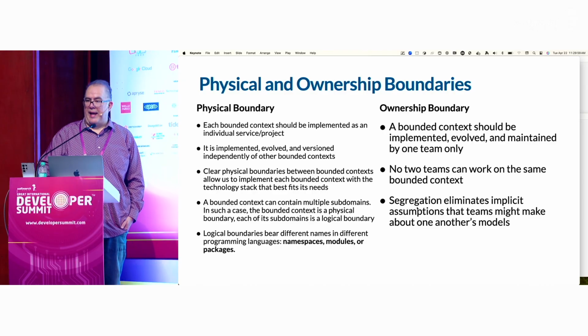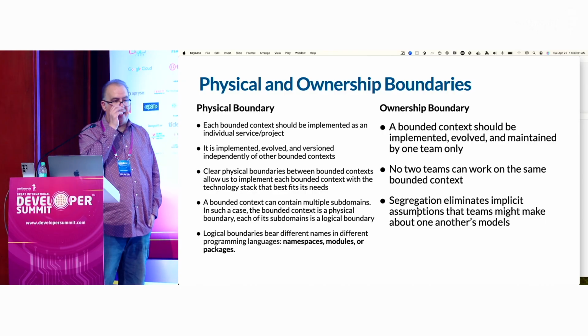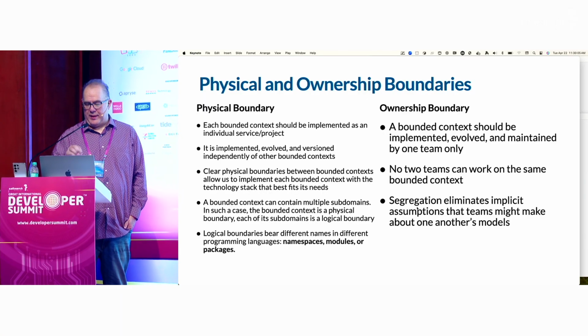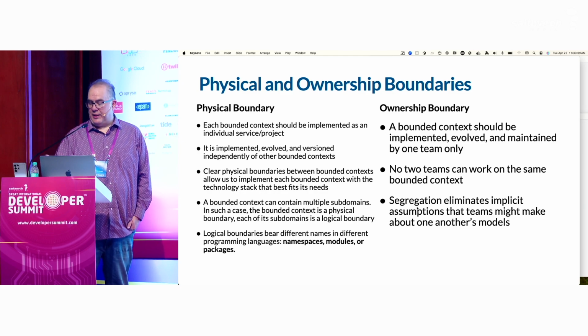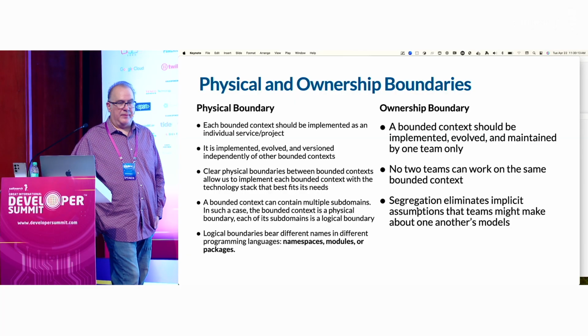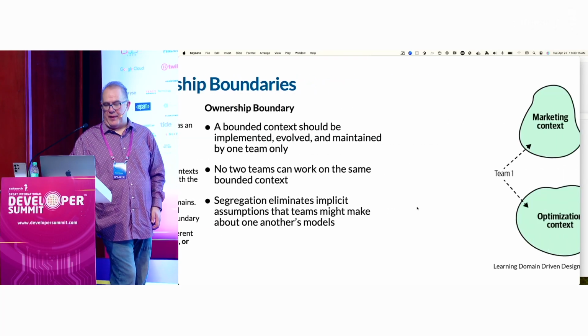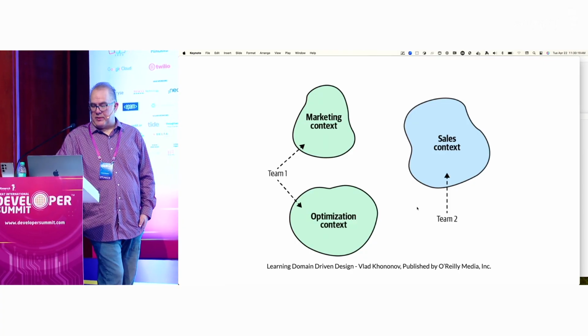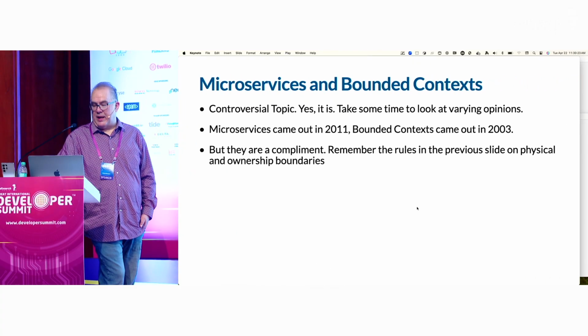That ubiquitous language. They get really good at that. And you want that. You want those teams to be very excellent at what they do and that one particular microservice. Segregation eliminates implicit assumptions that teams may make about each other's models, right? And that's the idea for that. Cool. So one team can operate on multiple bounded contexts or just one particular bounded context.